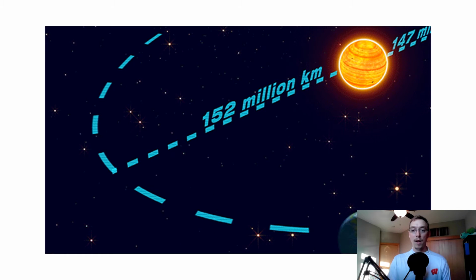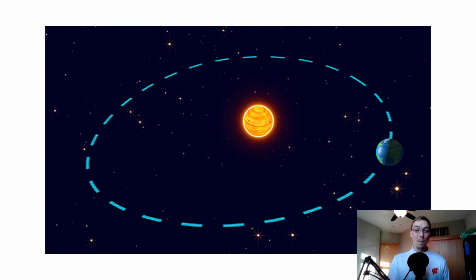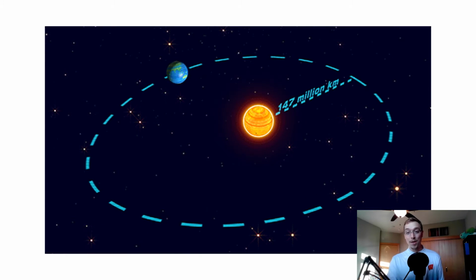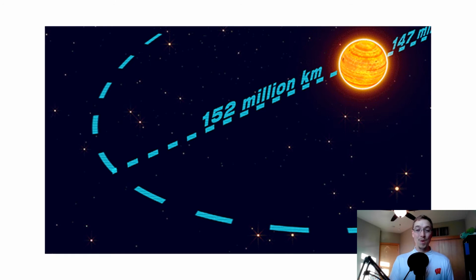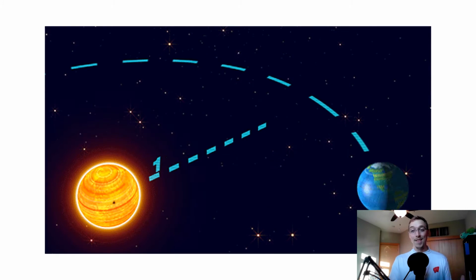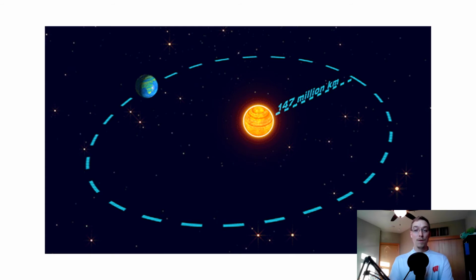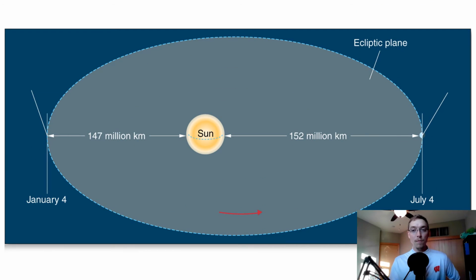A-P-H-E-L-I-O-N, aphelion. Earth receives roughly 7% more energy in January than July, but this difference plays only a really small role in producing seasonal temperature variations. So here we can see the perihelion and aphelion positions, here and here.